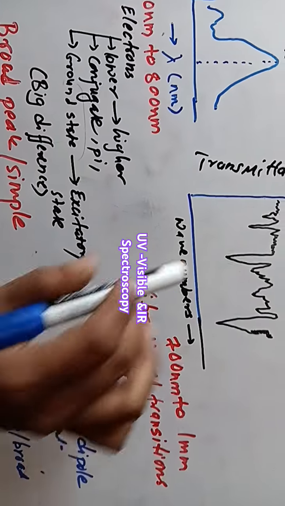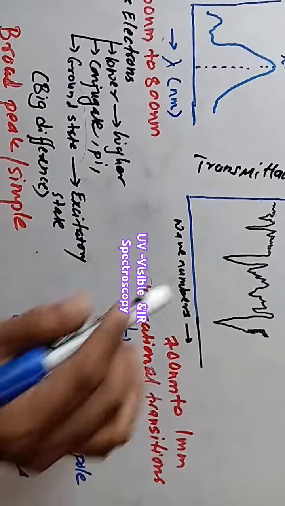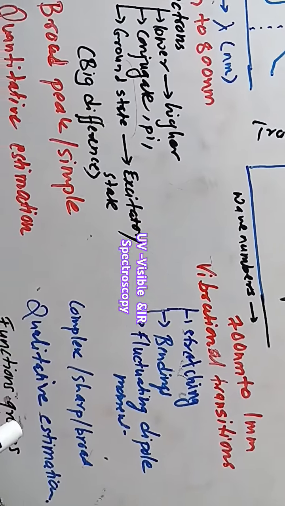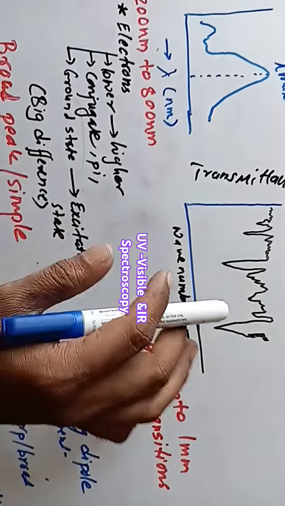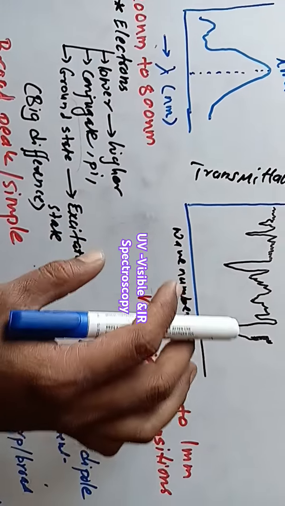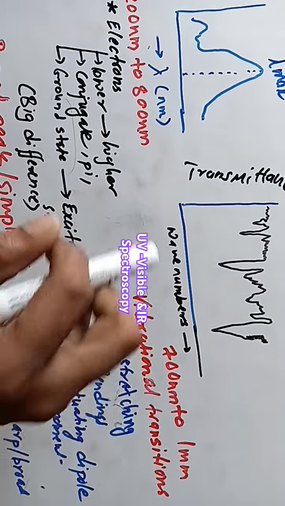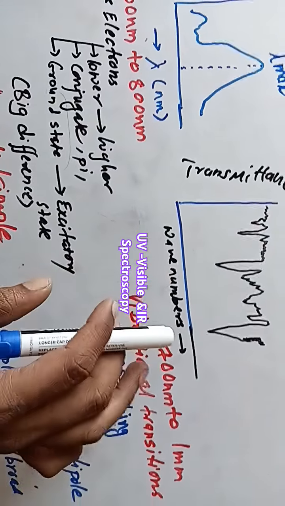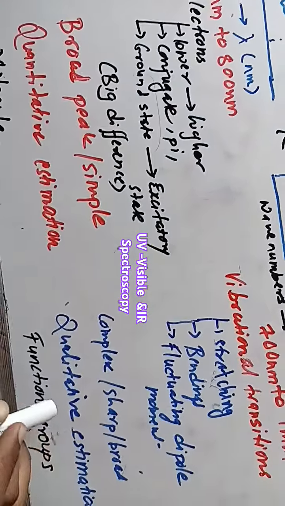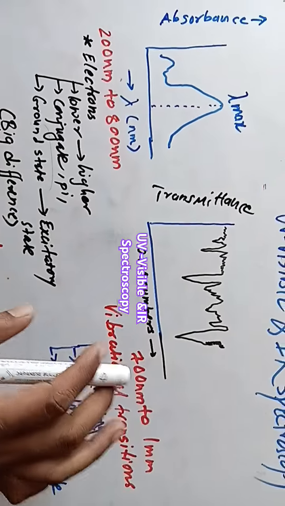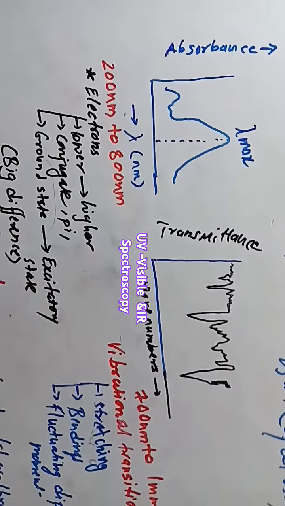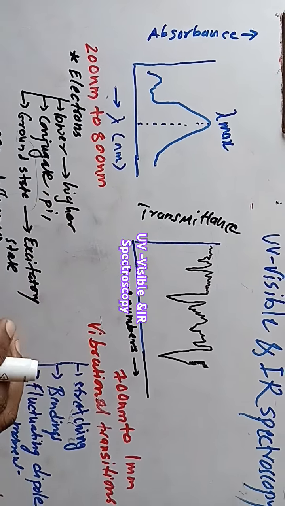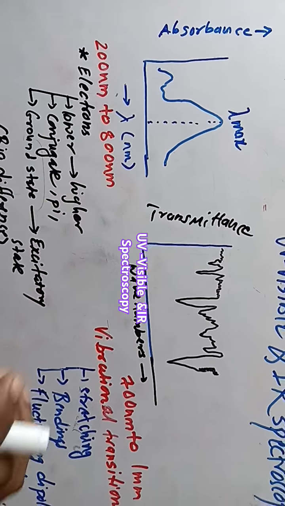But this graph, which is complex, showing sharp and broad peaks, is very useful for identification of functional groups because they have particular vibrational frequency. So absorption clearly indicates which functional groups are there. So this is very useful for qualitative estimation. This is very useful for quantitative estimation, and both are important spectroscopy in analytical chemistry.